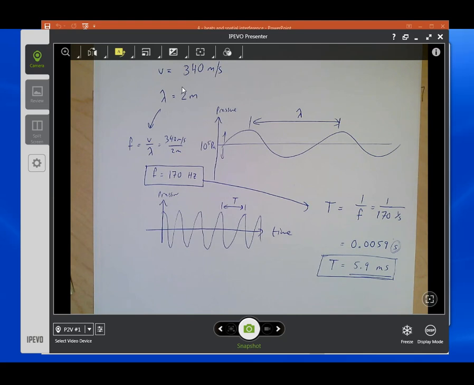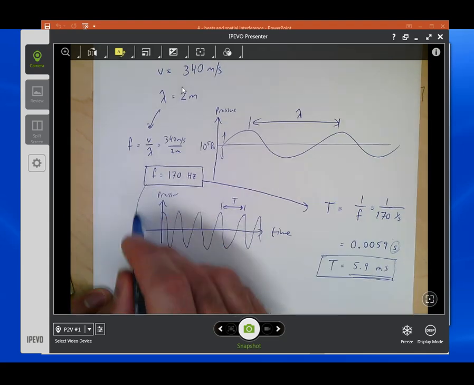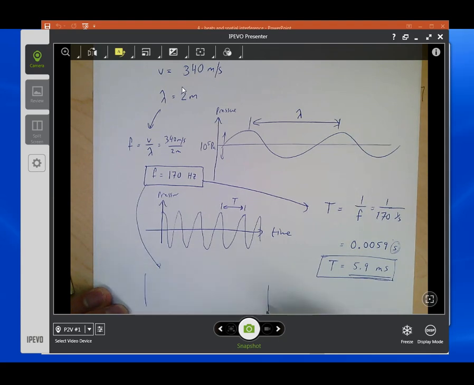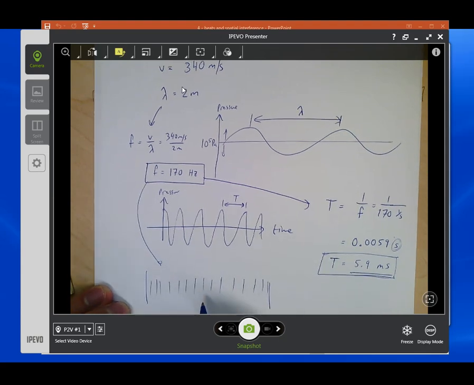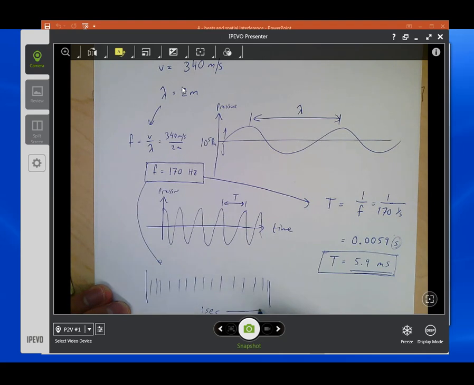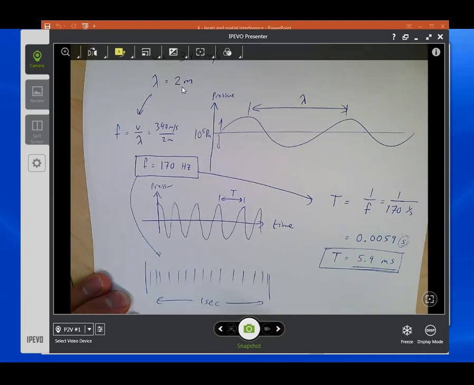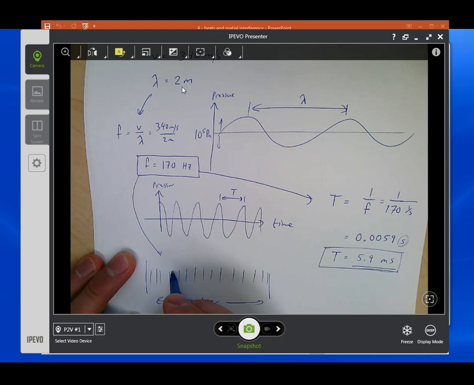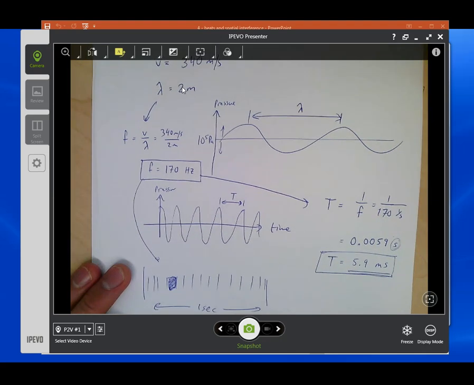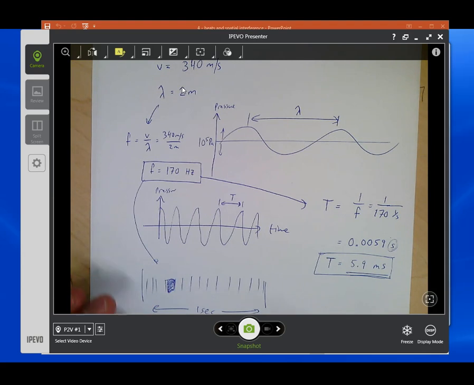So that means that every 5.9 milliseconds, there's a new high pressure wave, or new high pressure moment, that's coming. That would be exactly if I took 1 second and divided it into 170 little divisions, this is just representative here. Then one of those little divisions would be a period, that 5.9 milliseconds.